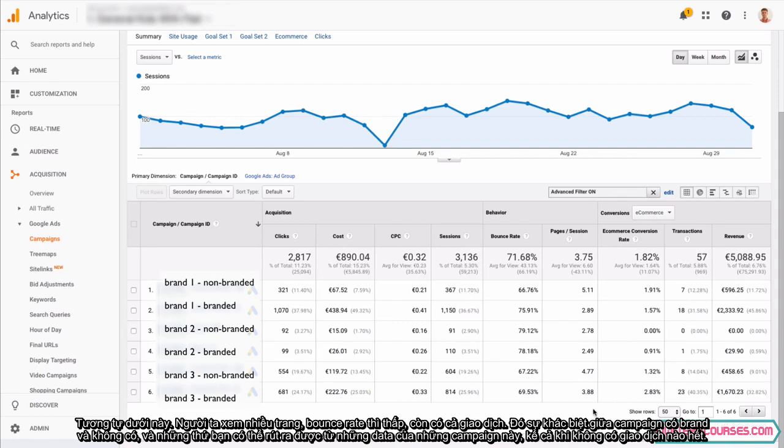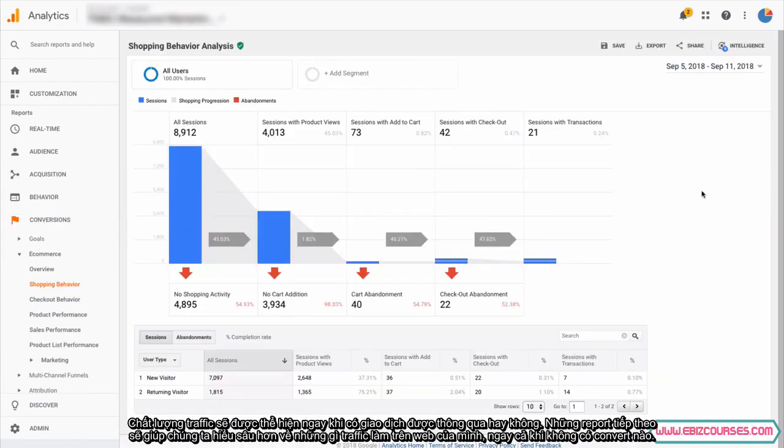So this shows the difference between the different campaigns and also the things you can learn, even if you ignore the actual sales data. Traffic quality is really something we can see even if there are no transactions coming in. The next set of reports will help you get a bit of a feel for what people are doing on your website, even if they're not converting.